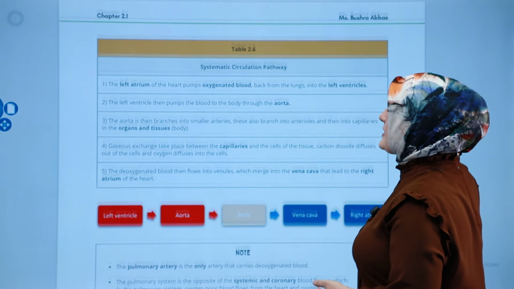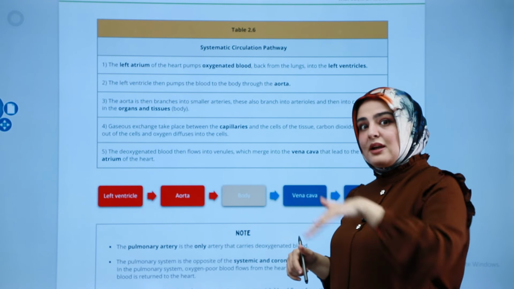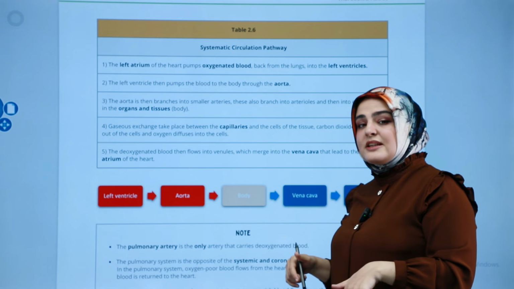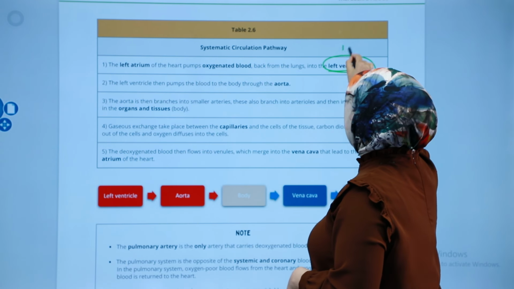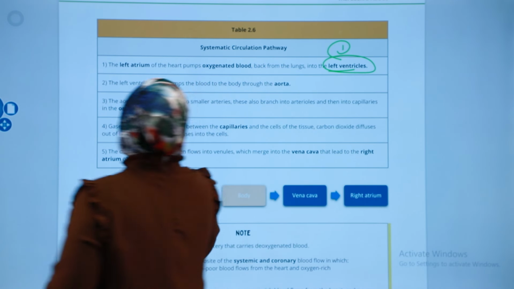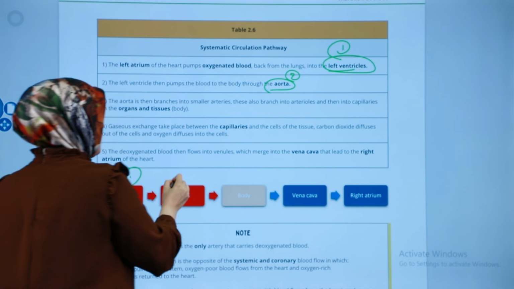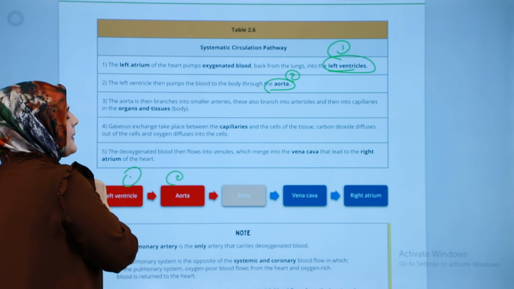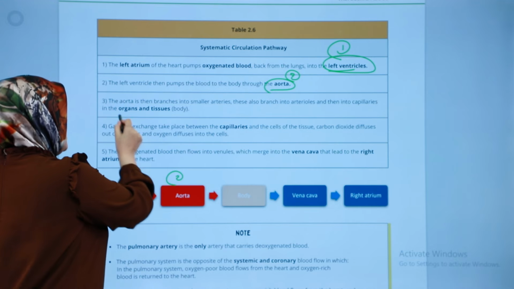Here, on the other hand, the systemic circulation: when the blood from the lungs comes back to the left atrium, which is giving it to the left ventricle. See, we said we're starting with the ventricle, okay? The left ventricle pumps it, and it's going to be taken by the aorta to where? All tissues of the body, okay?